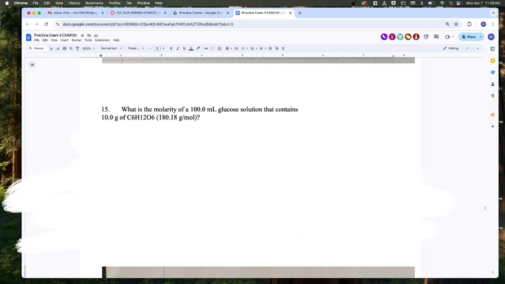So what is the molarity of a 100 milliliter glucose solution that contains 10.0 grams of glucose, one with a molar mass of 180.18 grams per mole? When you read this, what are you being asked to solve for? Molarity. And as soon as you see the word molarity, what should you immediately write down? Moles over liters.